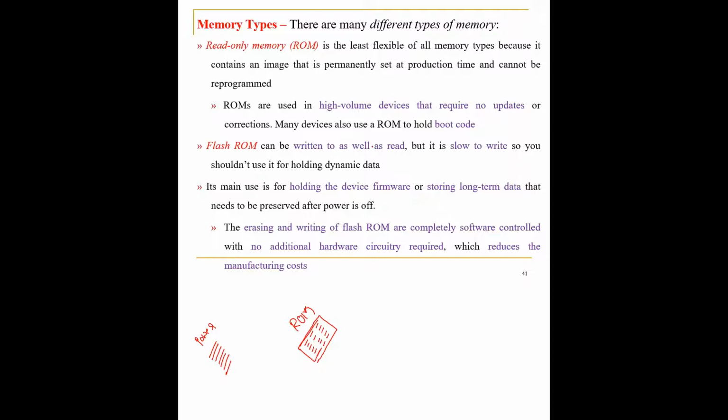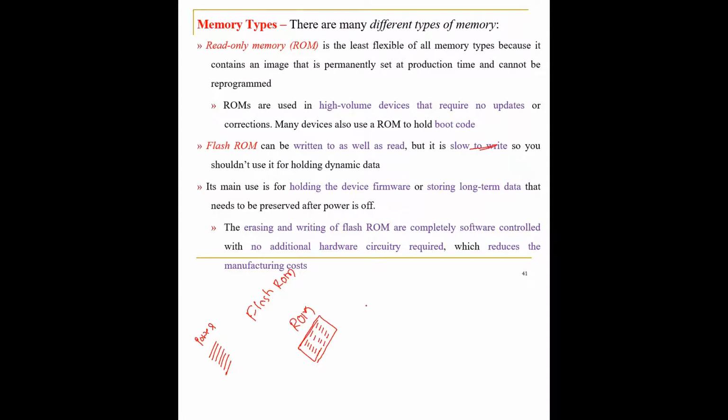Flash ROM can be written as well as read, but it is slow to write, so you shouldn't use it for holding dynamic data. Now, if you ask, sir, you say ROM cannot change data at all, suppose I want to change it. Then you can go with flash ROM. Flash ROM is a kind of ROM which gives you the flexibility to change the data stored here. For example, if you want to change the BIOS settings, you can change them. Those memories are called flash ROM. Its main use is for holding the device firmware and storing long-term data that needs to be preserved after the power is off. Quite obvious, right?